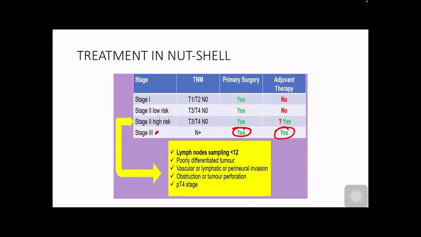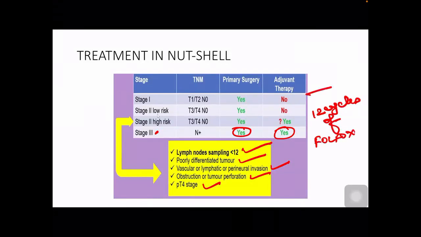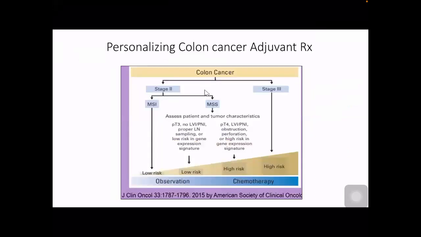What are the high risk features? Inadequate lymph nodes removed, poorly differentiated tumor, vascular, lymphatic or perineural invasion, obstructed tumor or a perforated tumor, or pathologically T4 stage. So for these high risk stage 2 tumors, adjuvant chemotherapy can be given, which is usually 12 cycles of FOLFOX. So adjuvant therapy: all stage 3 tumors receive adjuvant chemotherapy, stage 2 tumors only if high risk, and I have listed the high risk features. Fine. This is another latest concept which shows which patient needs chemotherapy.